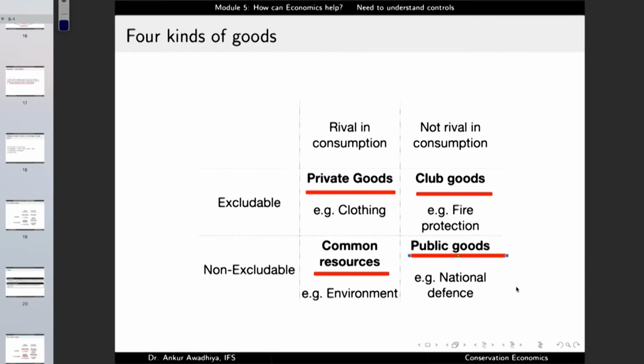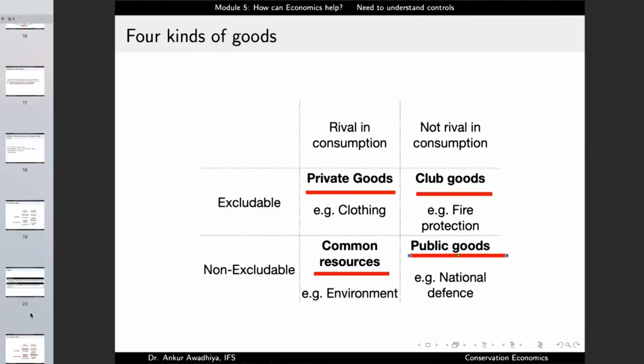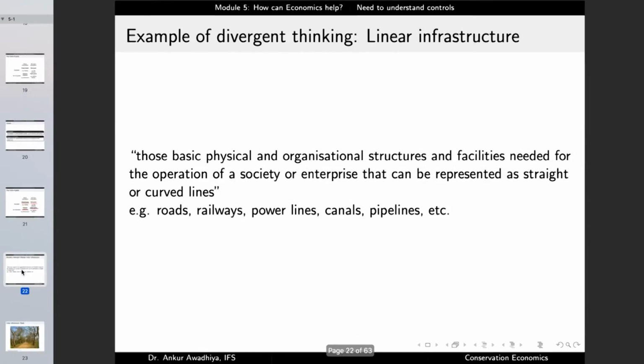Now, the difference between the economic thought process and the ecological thought process is that a lot of ecological thought process occurs around the common resources, such as the environment, whereas the majority of economic thought process occurs around private goods. So there is this major difference between the thinking of economists, who are more concerned about private goods, and the thinking of ecologists, who are more concerned about the common resources.